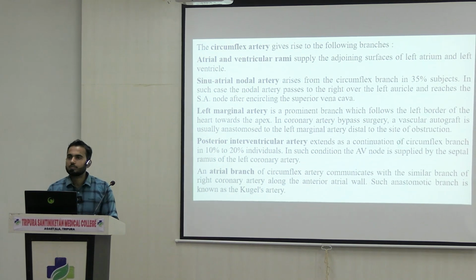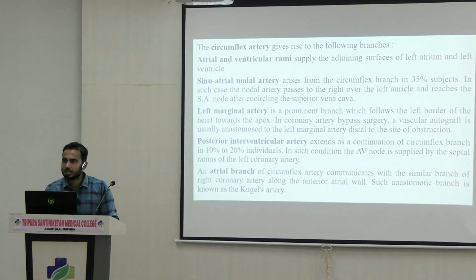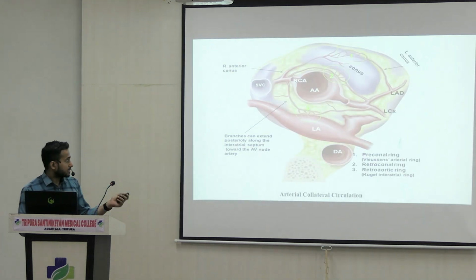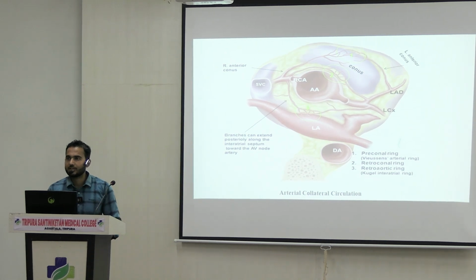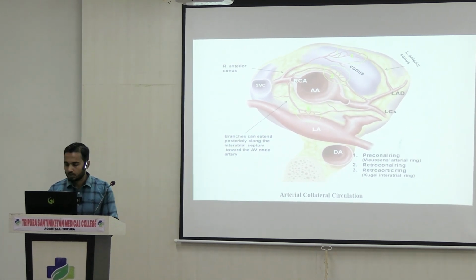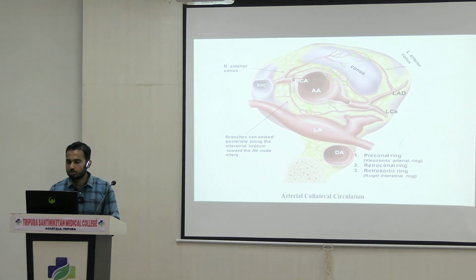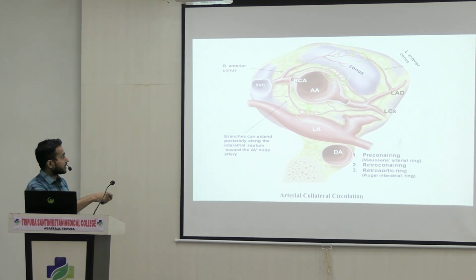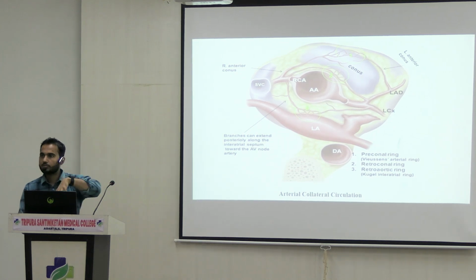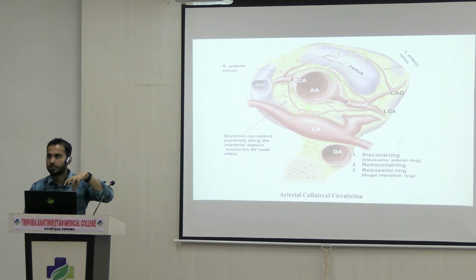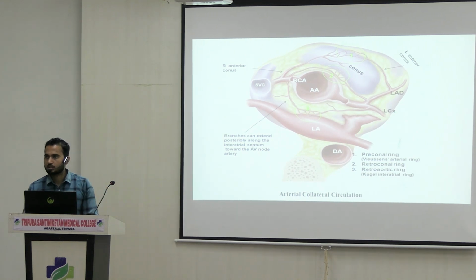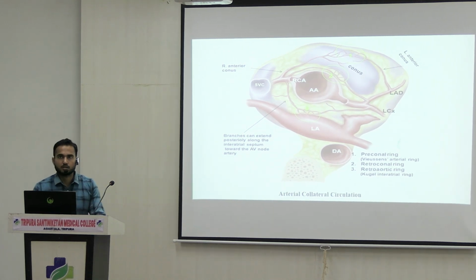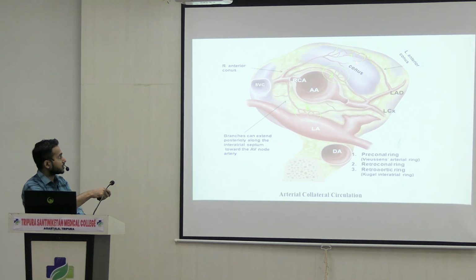Now I will show you some important anastomotic channels which take place between the right and left coronary artery. This is a 3D diagram where you can see different anastomotic channels formed. Those anastomotic channels are related to the infundibulum of the right ventricle. This is a superior view of the heart, from which you can see the anastomotic channels mainly related to the conus, or the infundibulum of the right ventricle.